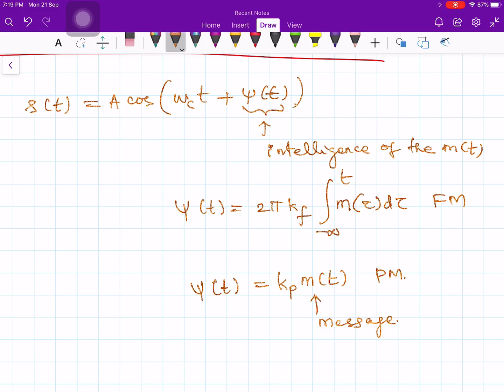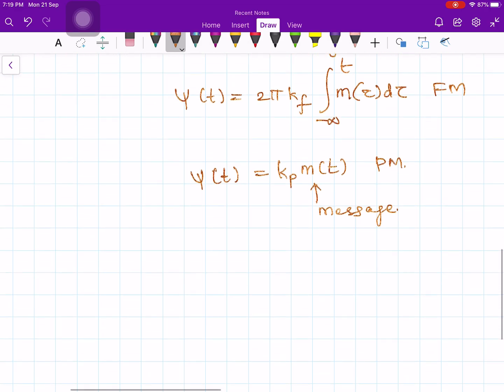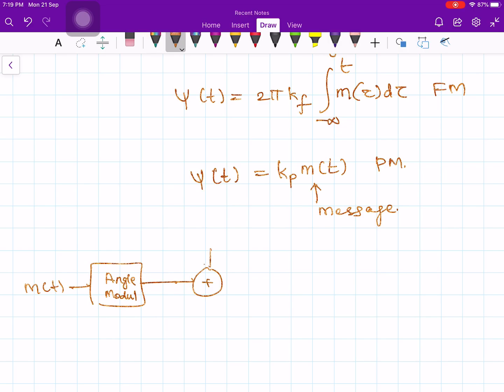So let us start from the very first point you have, that is white Gaussian noise has been added in the channel. So you have the m of t. M of t is given to the angle modulator, and this one is given to the channel. In the channel, who is adding? The noise is adding, n of t. Now what is this n of t? N of t is the white Gaussian noise.